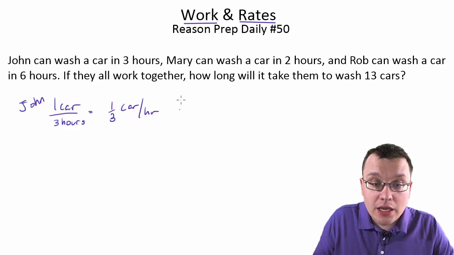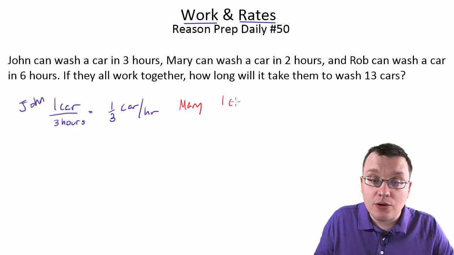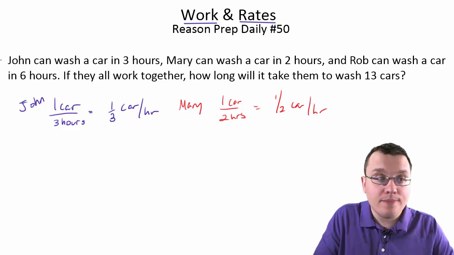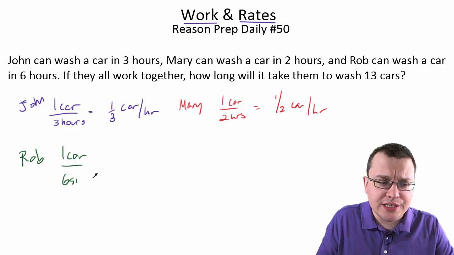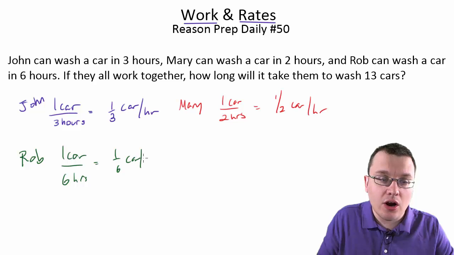So Mary is one car in 2 hours. In other words, she washes half a car per hour. And then finally the slowpoke, Rob, washes one car in 6 hours. So he washes 1/6 of a car per hour.